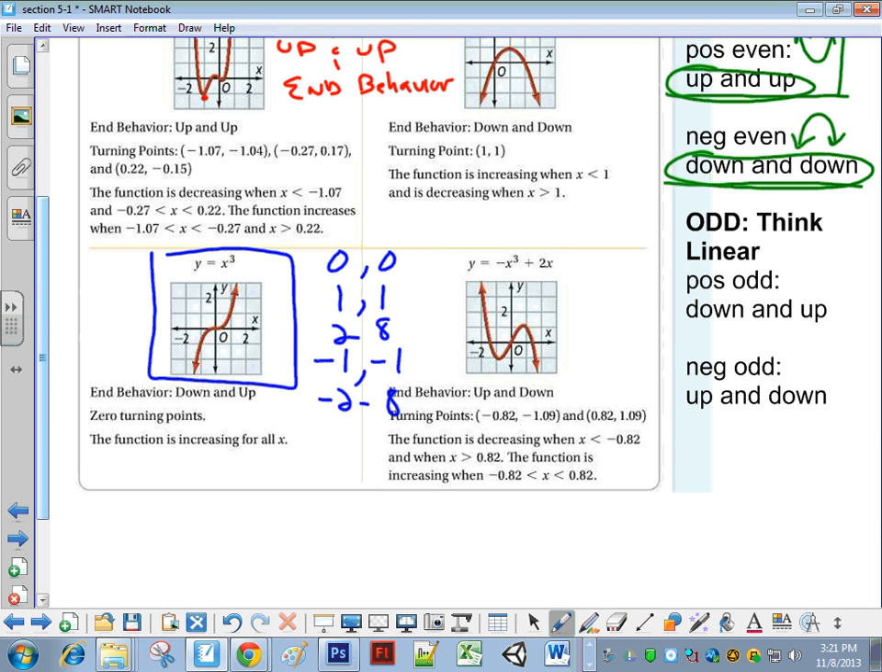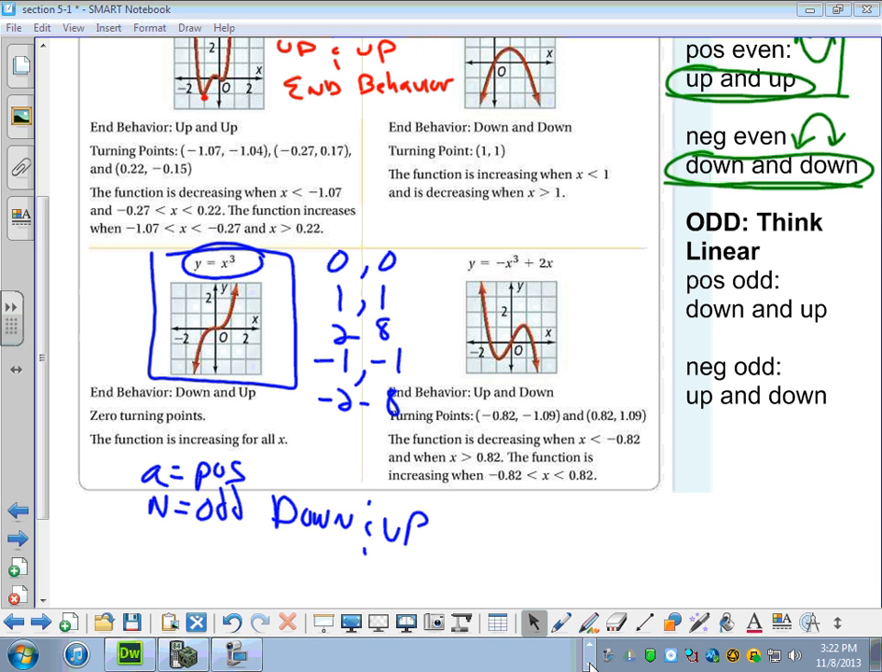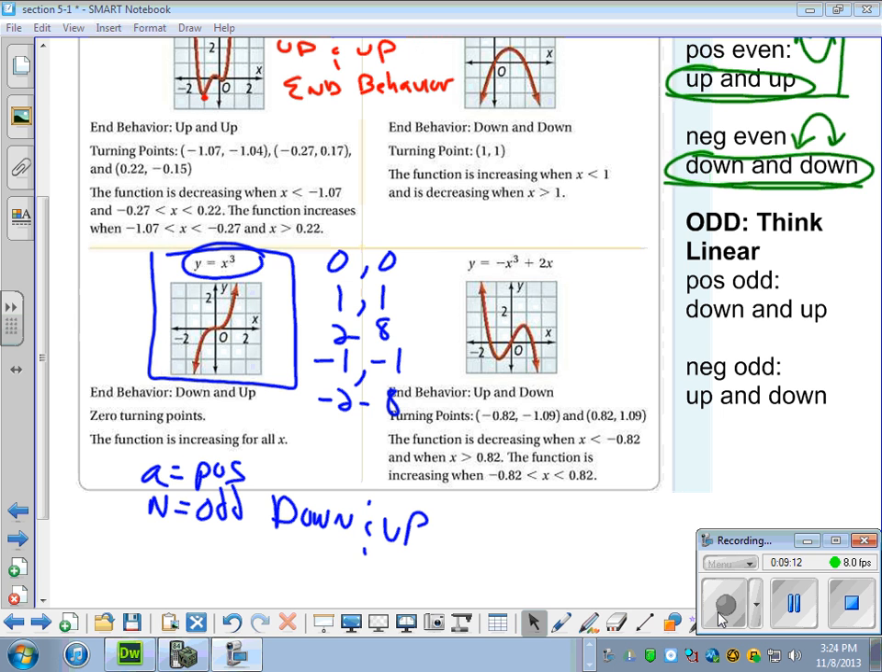So now, if it's just x cubed, I know my a value, my first coefficient, is going to be positive. My n, which is the exponent, is going to be odd. So in this case, I see that it starts as being down and up. So that tells us that if that x to the 3rd power was positive, we're going to have down and up.